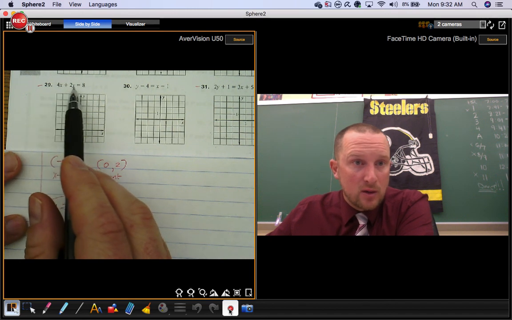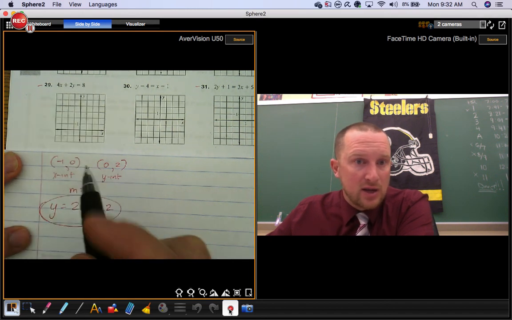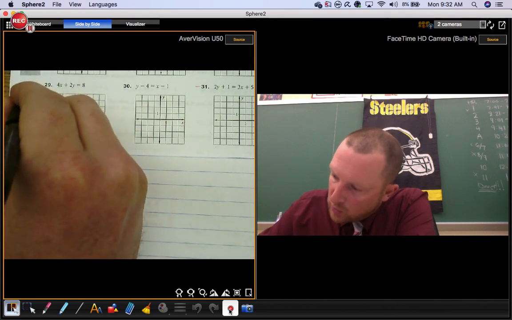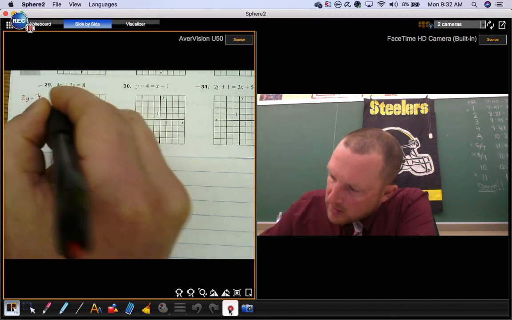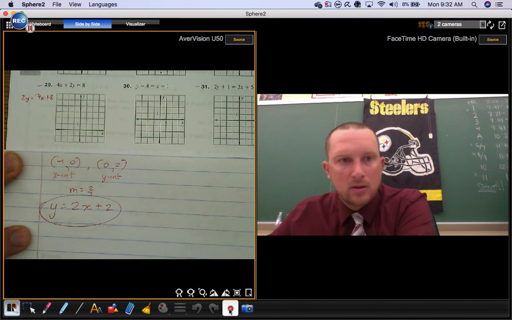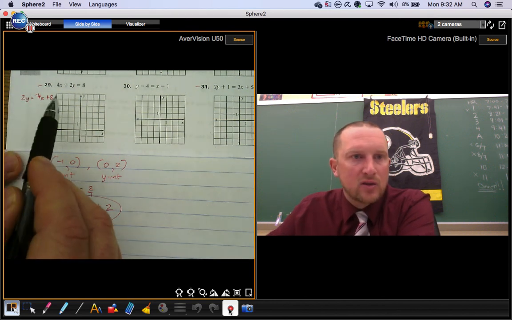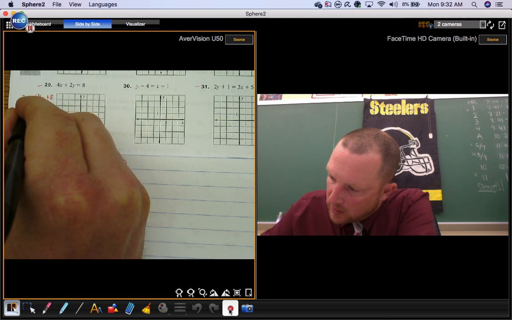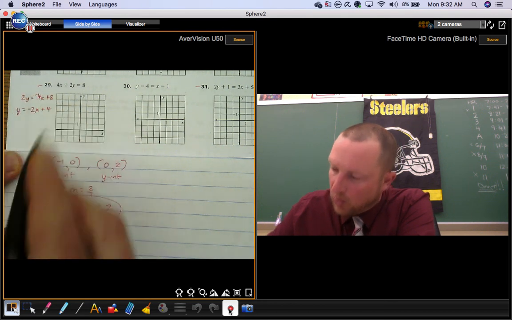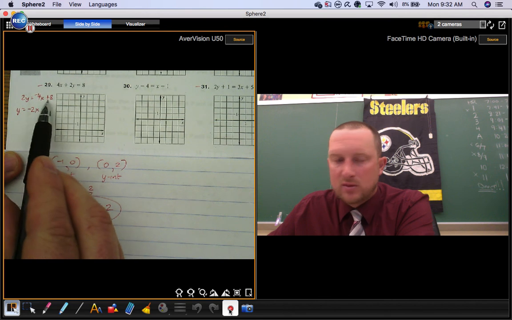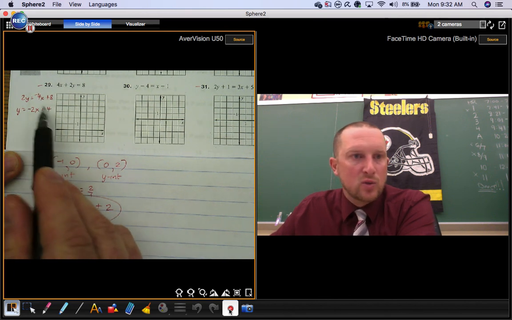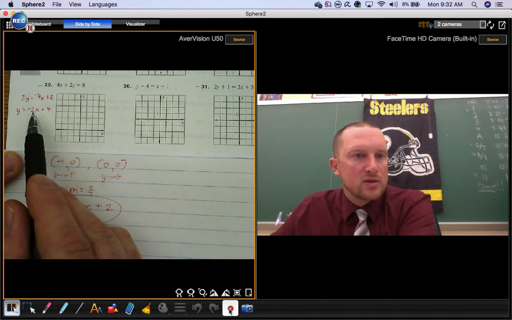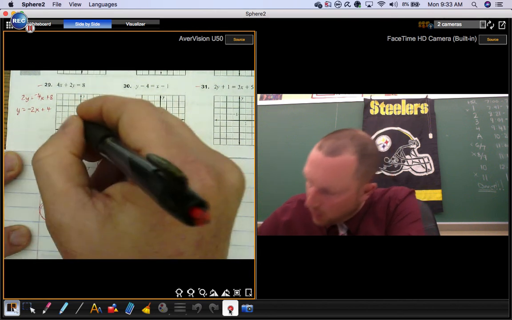Get y by itself. So I'm going to subtract 4x from both sides. So 2y is going to equal -4x + 8. And then I'm going to divide everything by 2. So y = -2x + 4. I'm just dividing both of these terms by 2. Now here's what you want. There's your slope, there's your y-intercept. Let's plot it.